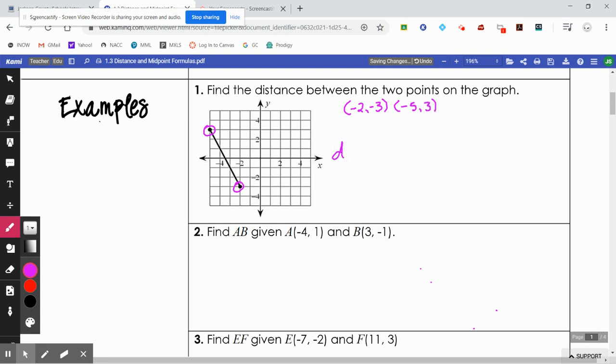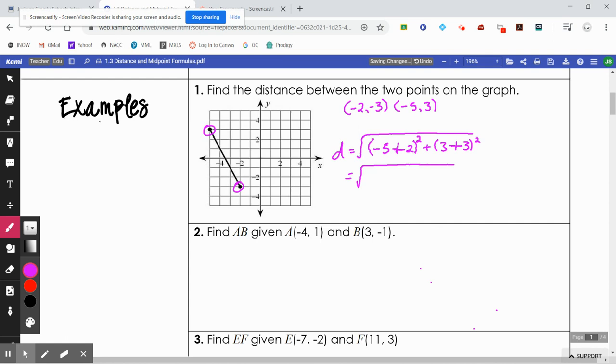So using the distance formula, the distance is equal to the square root. And you can look back if you need to, but it's x2, which again, your x values are the -2 and -5 here. So x2 would be -5 minus your x1 would be -2. And we know that anytime you have two minuses next to each other, that makes a plus. Y2 is 3 minus y1 is -3. And the exact same thing, anytime you have a minus minus, make that a plus.